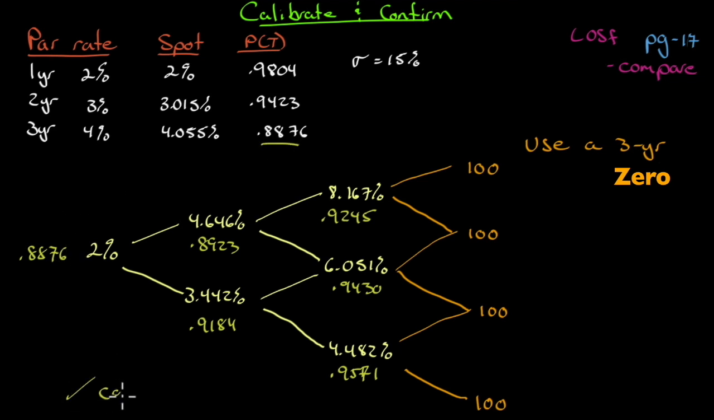0.8876. We can say that this is calibrated. Great. So we've calibrated it now. Now we can use it to price things. That's the first step. This is how we build a tree.